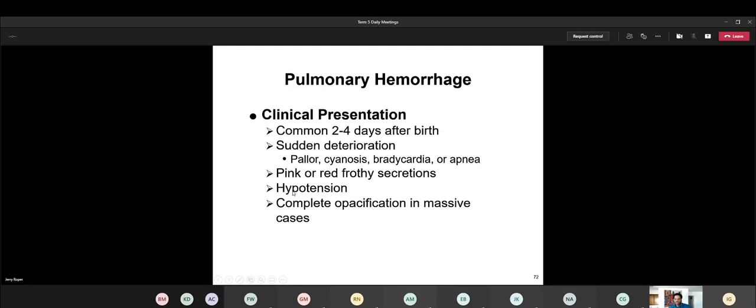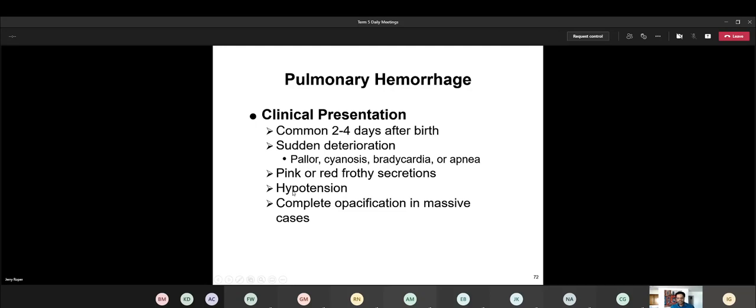So now, if there's going to be some bleeding that's taking place, it may not show up right away. It may take a couple of days, as they say here, 2 to 4 days, and it may start to show up as some clinical changes that are taking place. The color doesn't look good. The baby's color, the pallor that they're describing, is almost like a complete whiteout, where you can just tell something's not right with the color, which means that you look for other things, like there's some cyanosis as well, and then bradycardia, apnea.